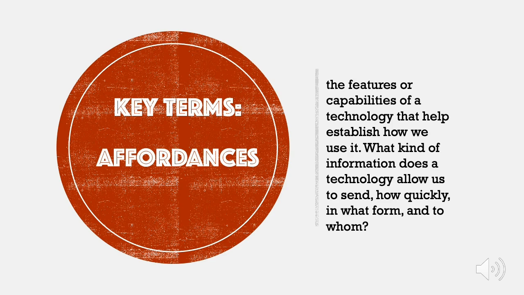So, what kind of information does the technology allow us to send? How quickly? In what form? In other words, what the telephone afforded was the ability for one person to call another person. And that was a new technology at the time, right? Or what radio afforded was the first ability for voice from one person to reach many people at once. So the affordance is what does it allow us to do, right?